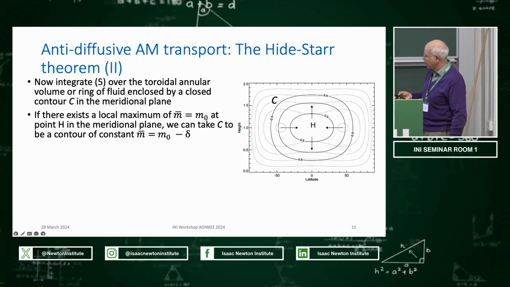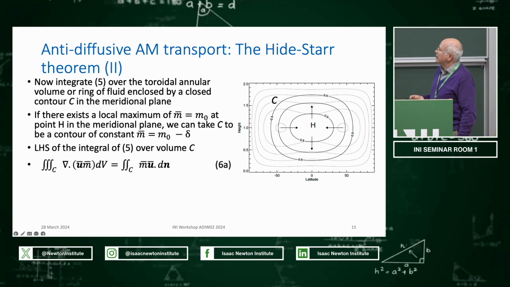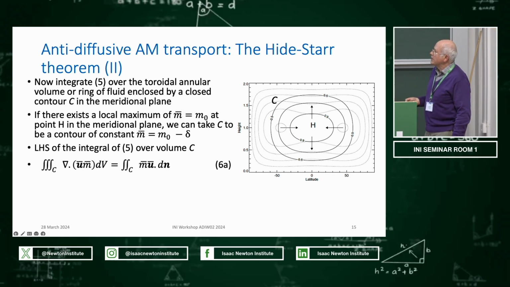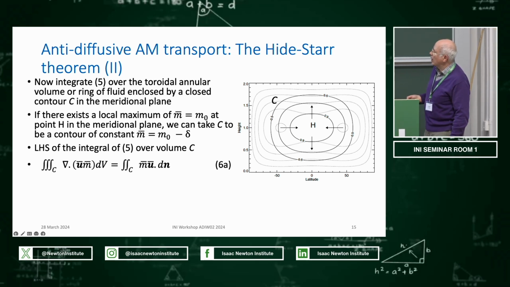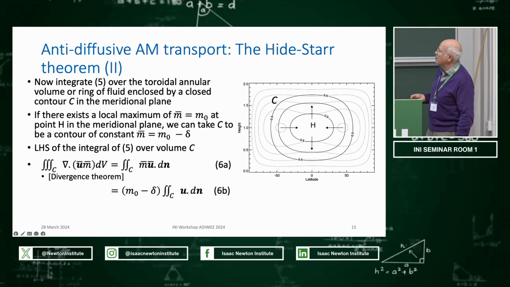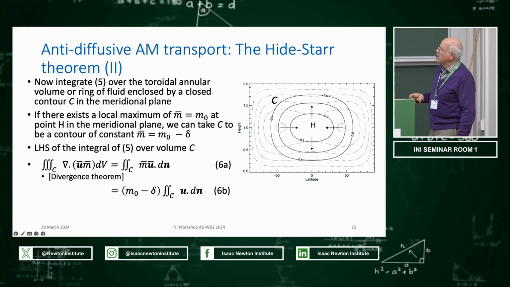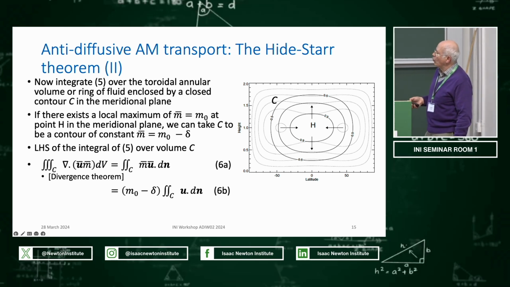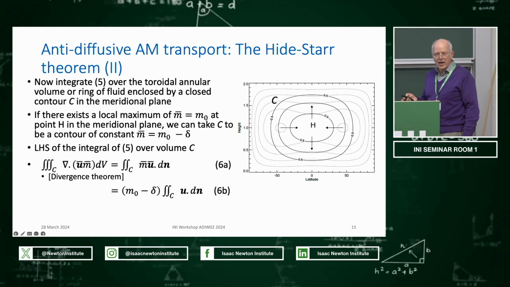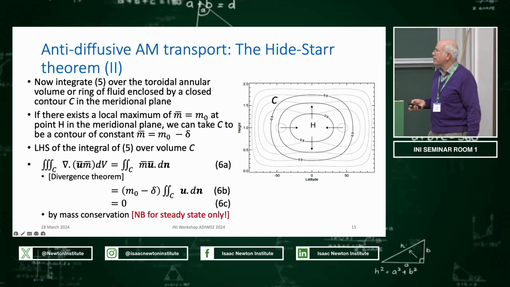So if we take C to be a contour of constant m, say m0 minus delta, where m0 is the maximum value, and we integrate the left-hand side of this equation, then you can hopefully see where this is headed. We use the divergence theorem to convert the divergence into a surface integral, and it's a surface integral of mu, but of course m is constant over this contour, so we can take m outside the integral, and what we're left with is m0 minus delta times the surface integral of u dot dn, which just by mass conservation has to be 0.